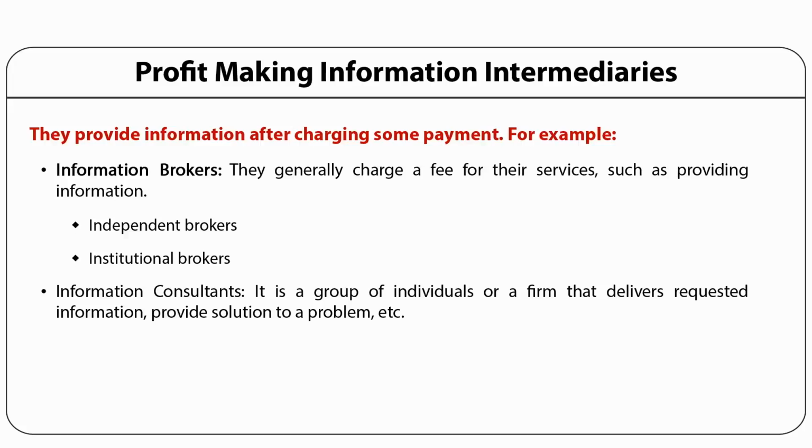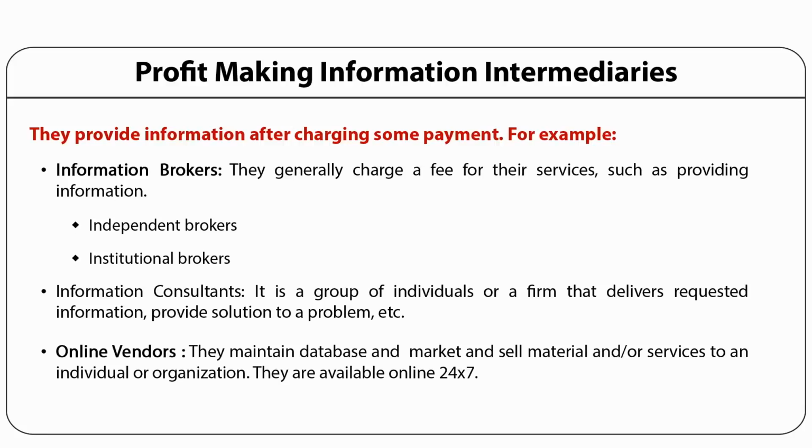So they are consulted by various users of information to get a solution to their social, economic, technological, or industrial problem. Third type of profit-making intermediaries is online vendors. They maintain databases and markets and sell material and or services to an individual or organization. They are available online 24/7, and this is an advantage to the user, that the user can access them anytime, anywhere, and obtain requisite information from online vendors.